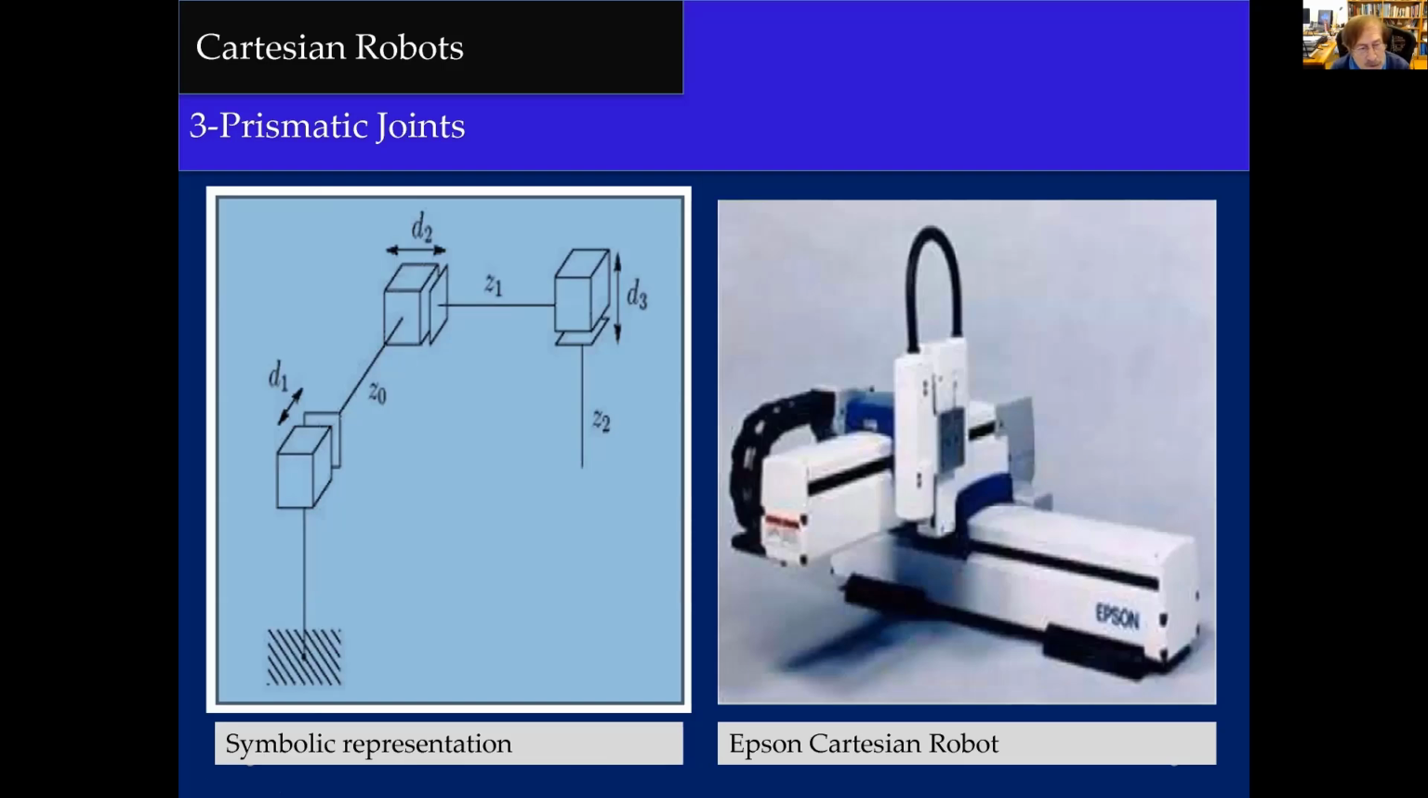Okay, you can decode this as well. This is basically something like a printer or a scanner, and it has got 3 prismatic joints, and it moves in a Cartesian coordinate system.